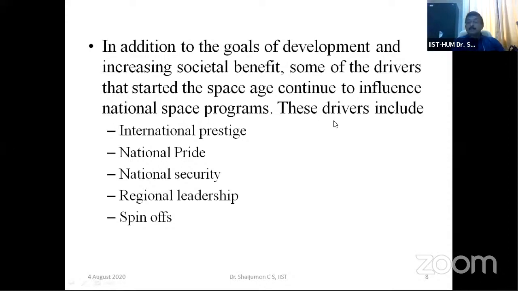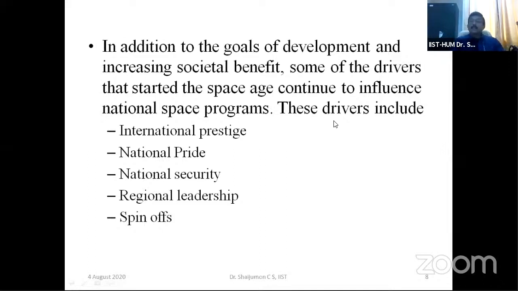That is international prestige. You would have heard about the Cold War time, when Russia, the USSR and the USA were fighting for supremacy in the world. One of the technologies they were fighting in was space technology, for international prestige. Then national pride. When you have space technology capability, it is a kind of national pride. That's why many of you youngsters wanted to become a space scientist, to work with space technology. So it is a kind of national pride, and a challenging technology.